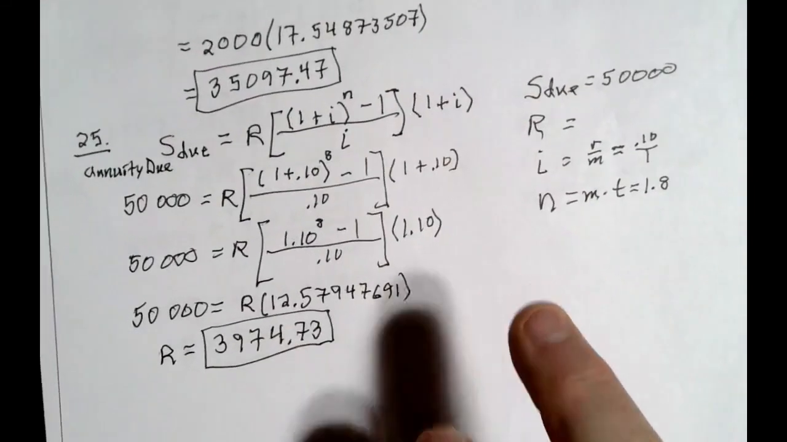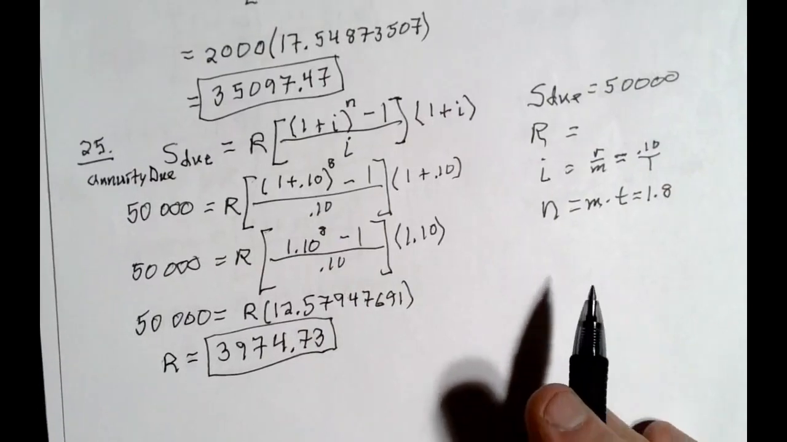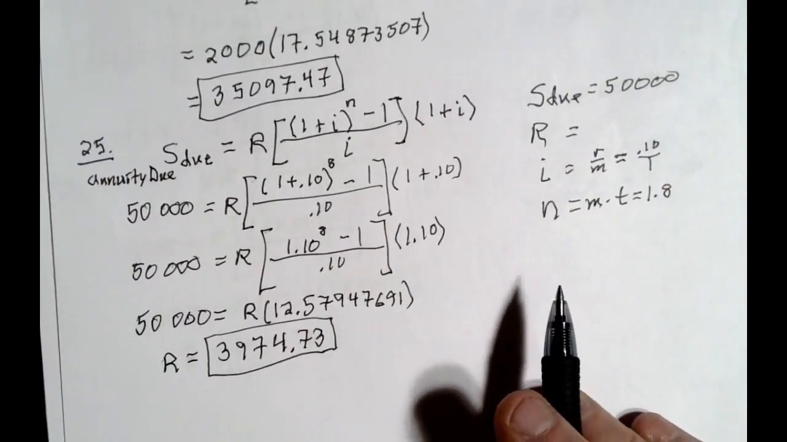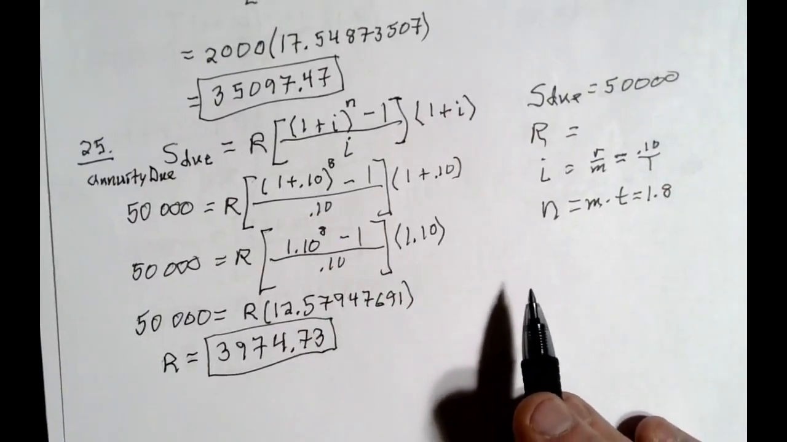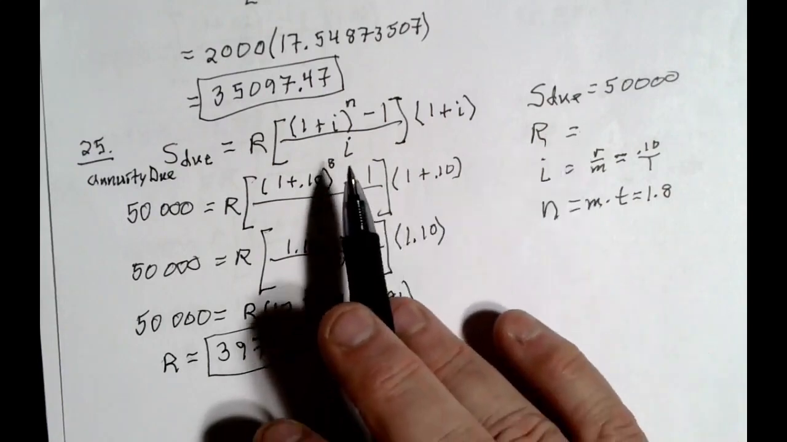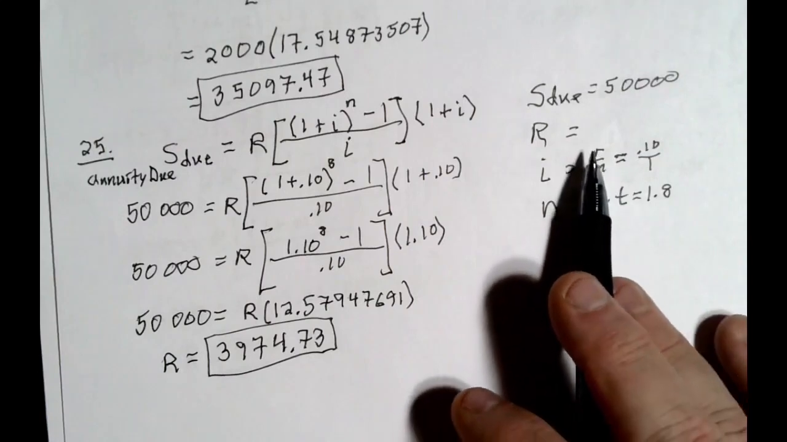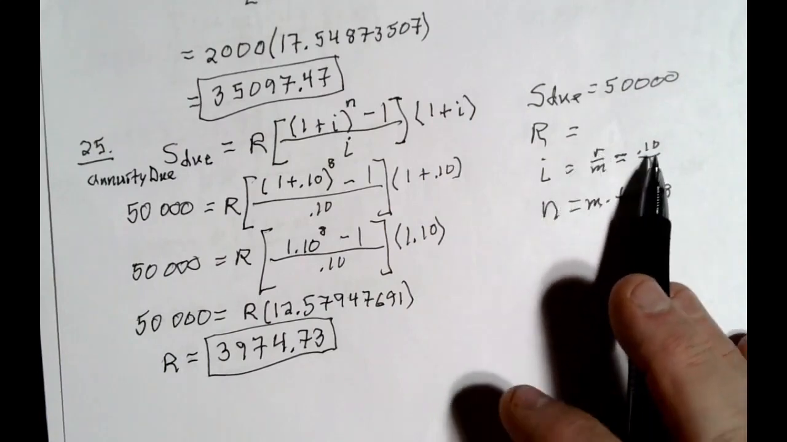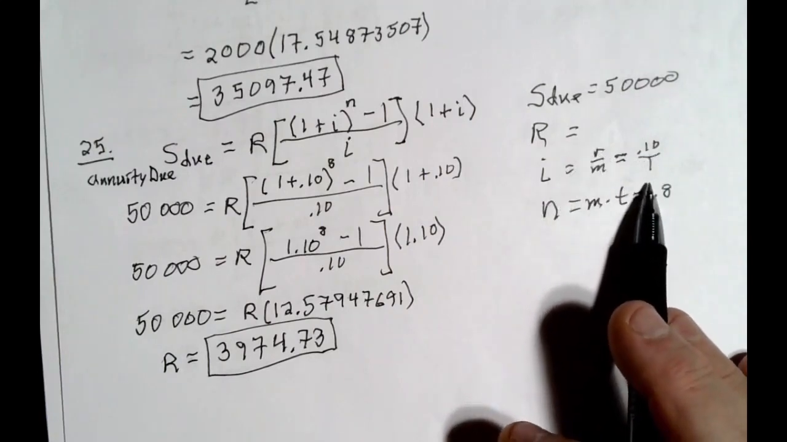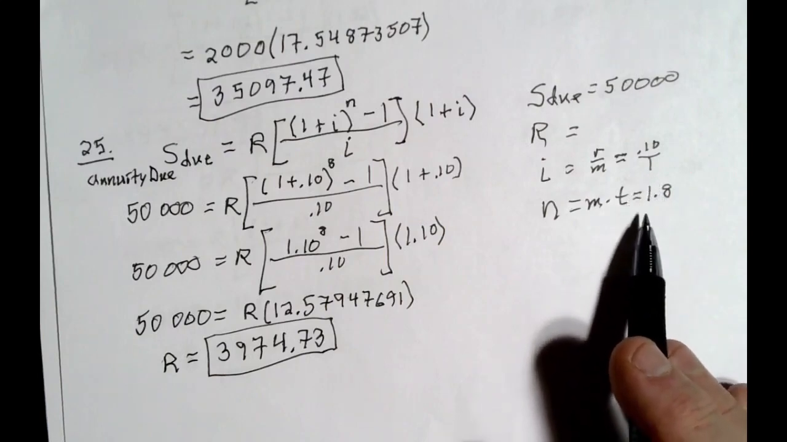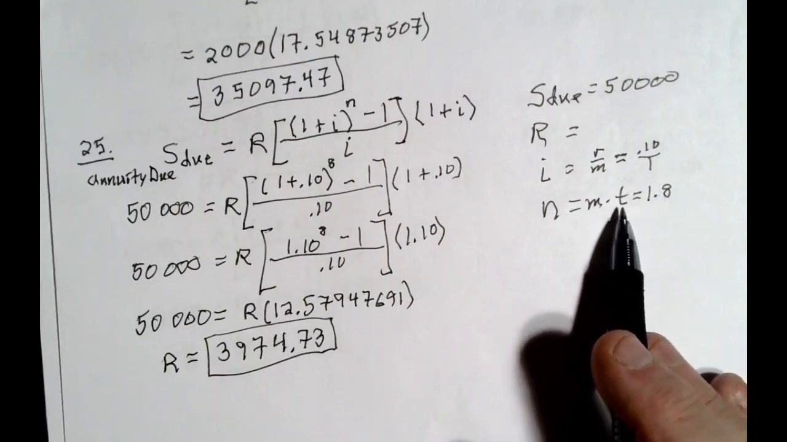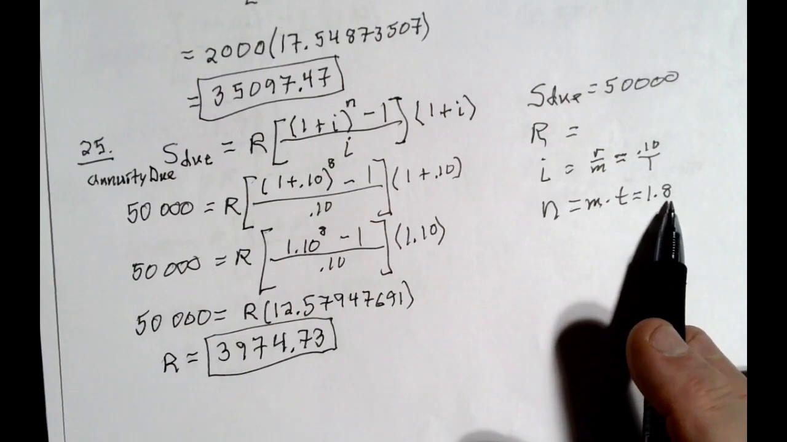Alright, so question 25 is an annuity due because they're paying their investment at the beginning of the year. That's how you know it's annuity due. And you don't know how much you're paying each year, but you know it's 10% compounded annually, so 0.10 over 1. And n is m times t, or 1 times 8, or 8.